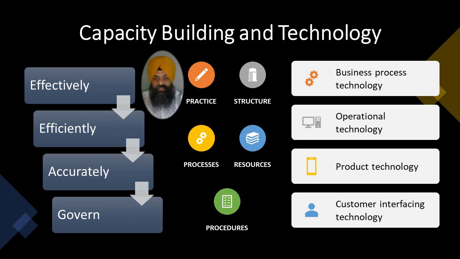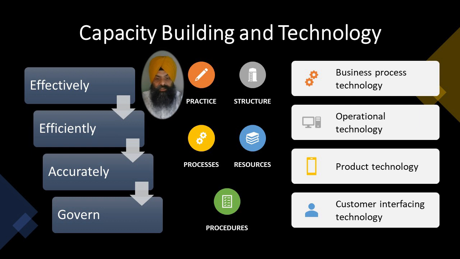Organizational technology can be categorized into four levels: business process technology, operational technology, customer interfacing technology, and product technology. Business process technology is an information technology that consists of information and solutions used by the business to manage the processes and execute transactions in the organization. Operational technology contains all relevant data related to system, processes, and procedures at the operational level in the organization to manage, operate, and monitor them.